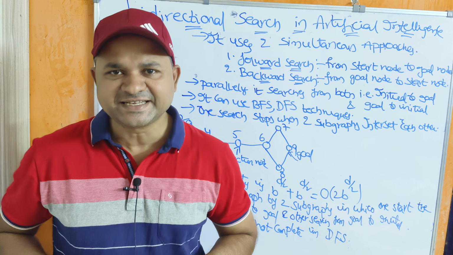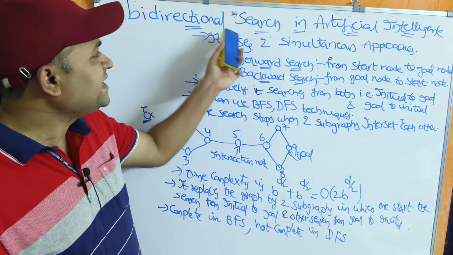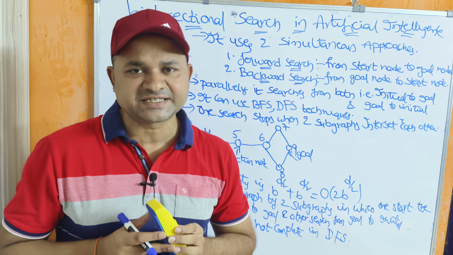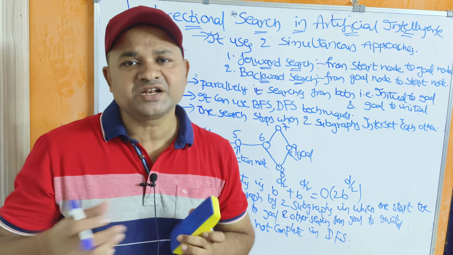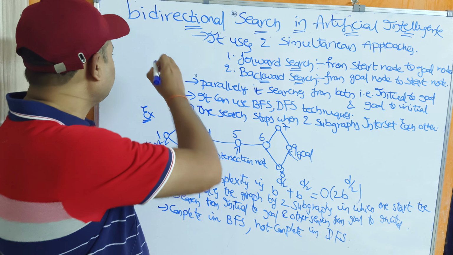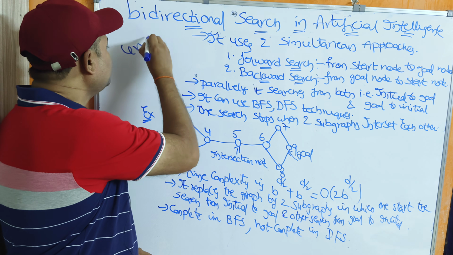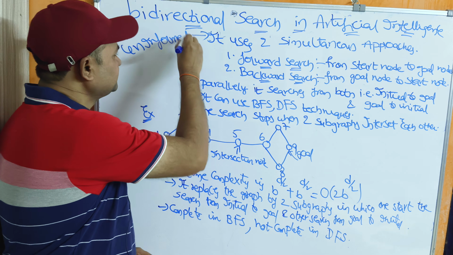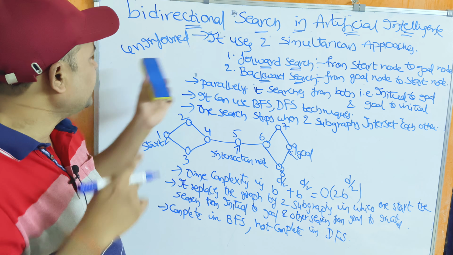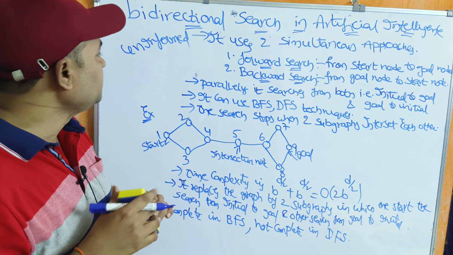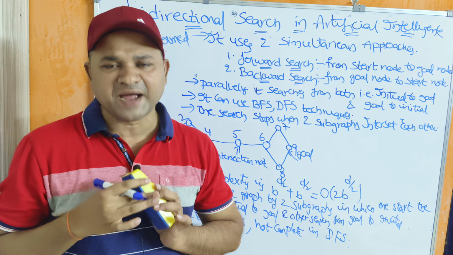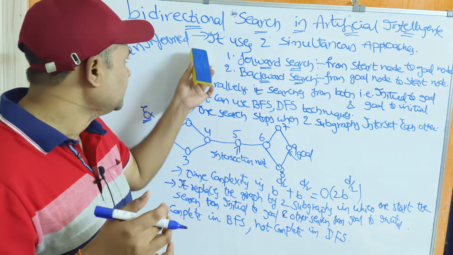Now let us discuss the bidirectional search algorithm in artificial intelligence. Bidirectional search algorithm is an uninformed search technique. So just like BFS and DFS, bidirectional search algorithm is also an uninformed search technique. Let's see some important points on the bidirectional search algorithm.